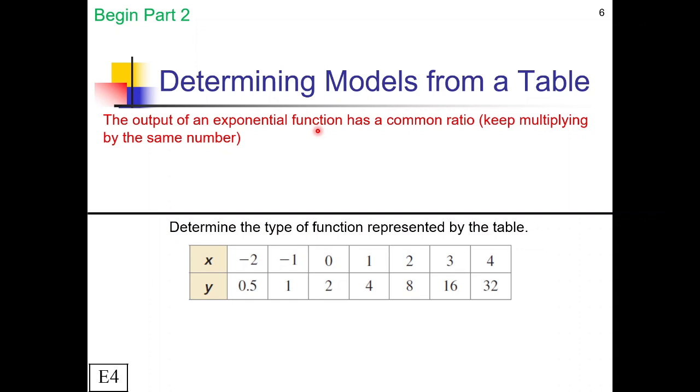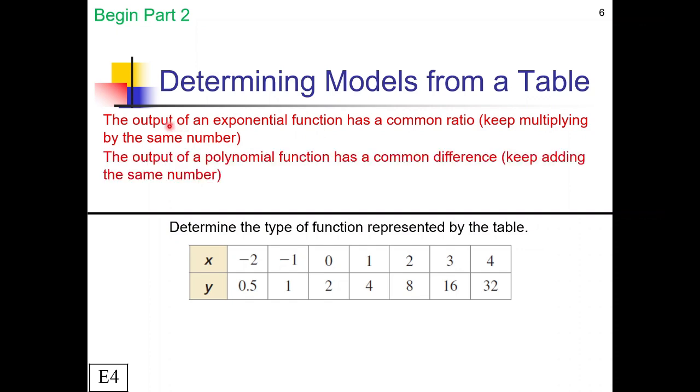Now this might not be the case for every table you look at. So we also have polynomial functions, and it turns out that the output of a polynomial function, which we've seen in past lessons, has a common difference where you keep adding the same number. Now you might notice this at the top level of a polynomial function if it's a really simple one like a line, but you might have to find a few of these common differences, common differences on common differences all the way down, as far as this thing goes.